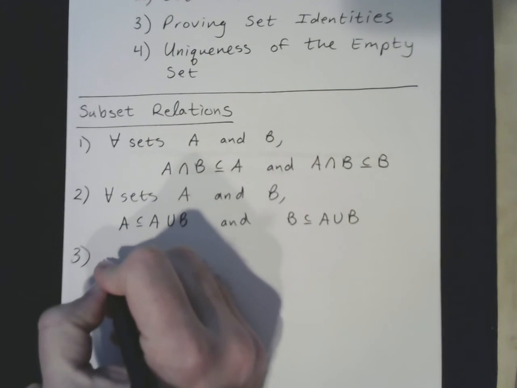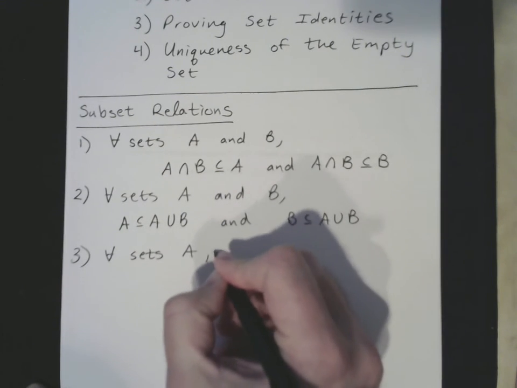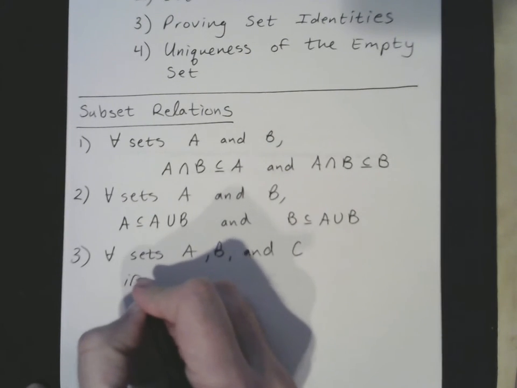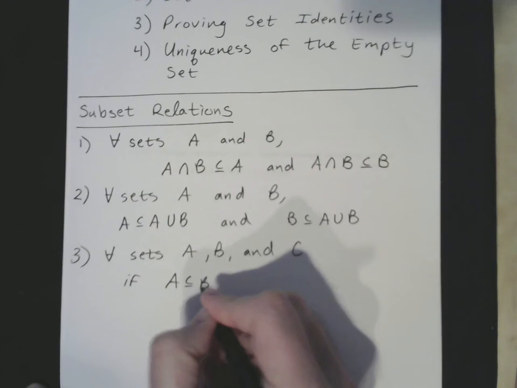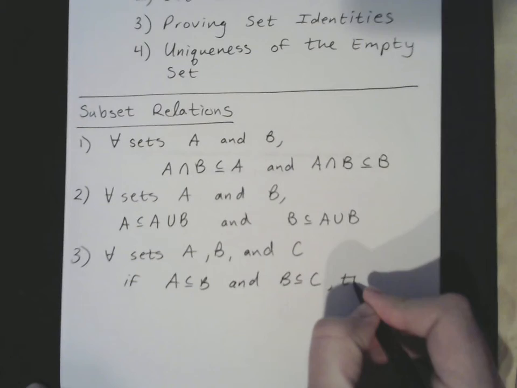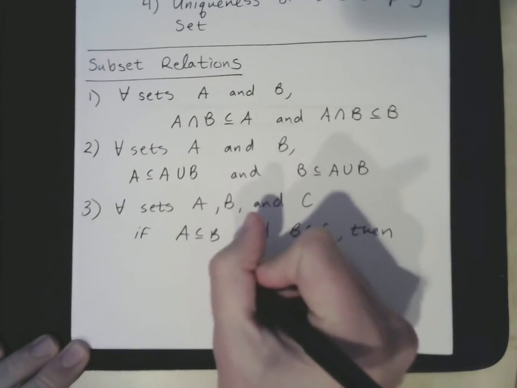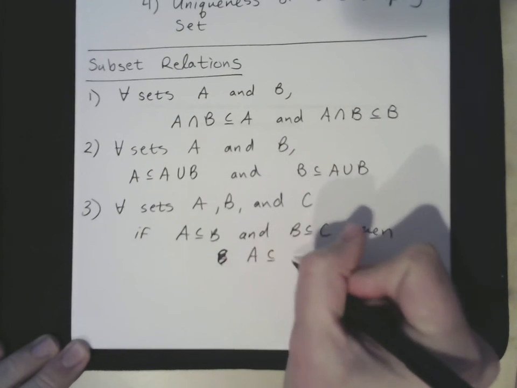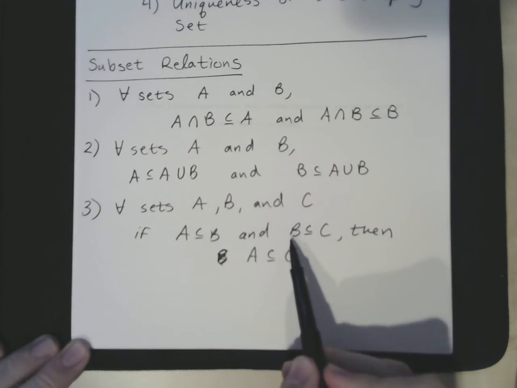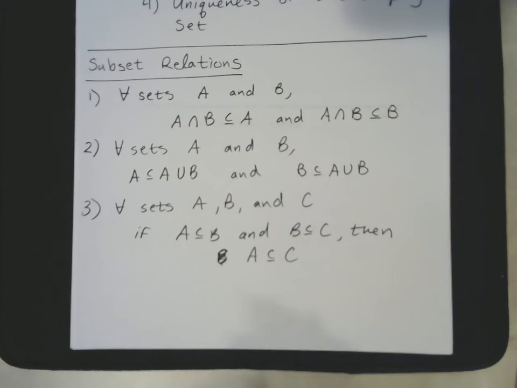And our last subset relation, for all sets A, B, and C, A is a subset of B, and B is a subset of C. Well, this is nothing more than our transitivity property. Whoops, not B. A is also a subset of C. Everything in A is in B, everything in B is in C, so that means that everything in A is also in C. Just standard transitivity.